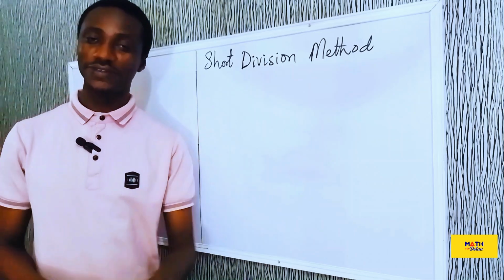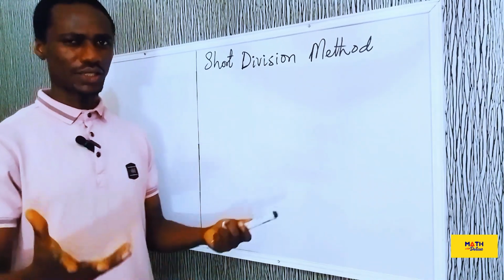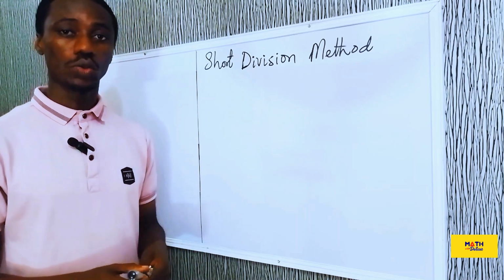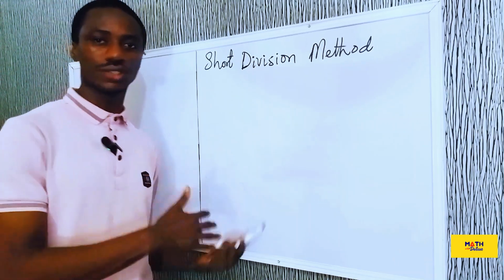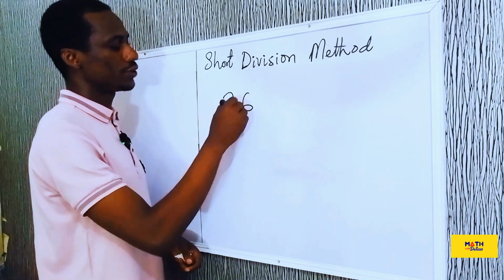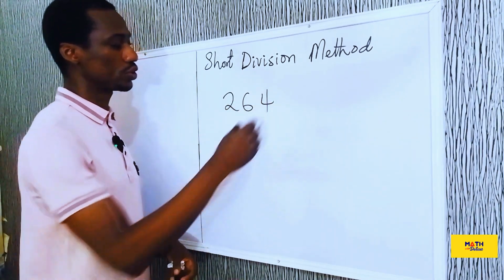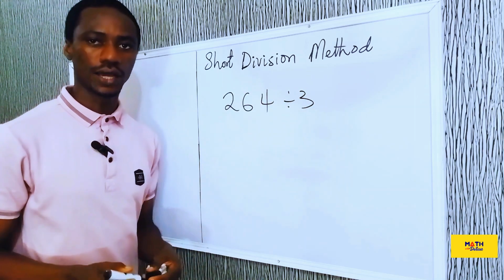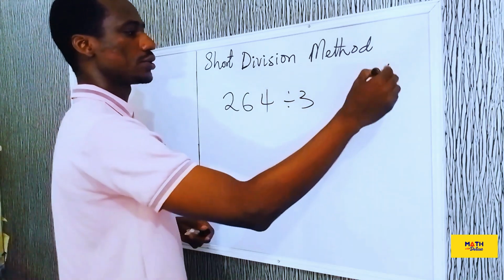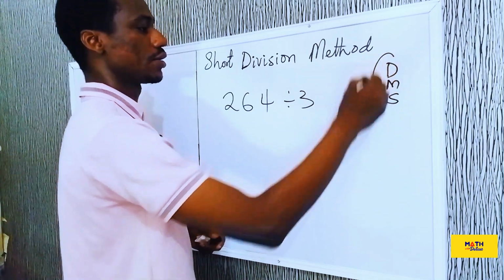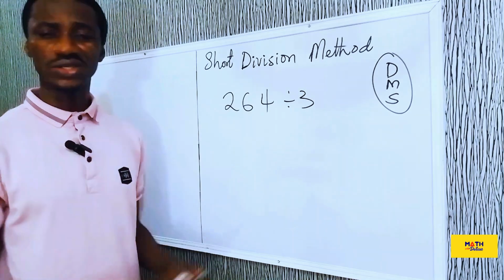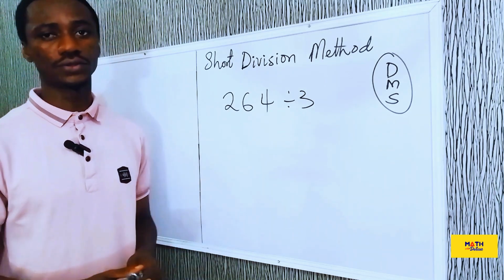This is the short division method, alright? We've looked at the long division method. Let's look at the short division method. I told you that it is a shorter way of doing the longer one. In the long division video, we used 264 divided by 3, and that's the same thing we're going to use here. In that video also, we talked about daddy, mommy, and sister: divide, multiply, subtract. The same procedure. The only difference is that you're not going to write everything out.